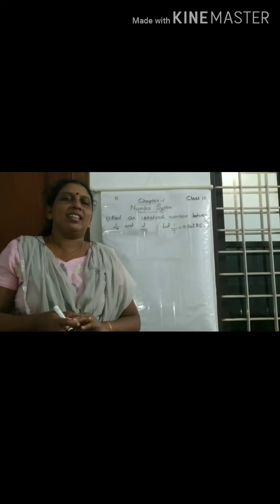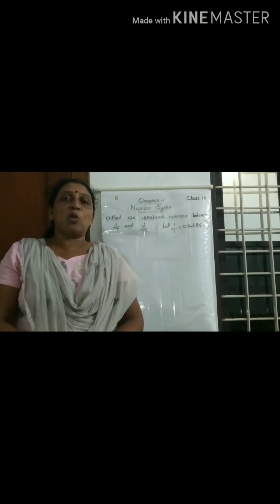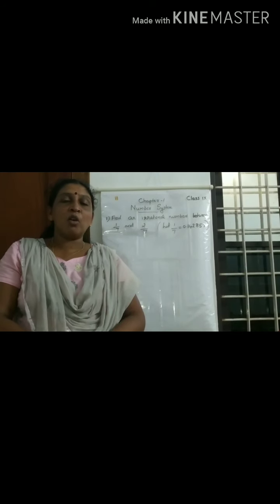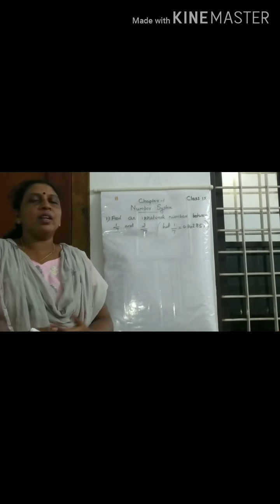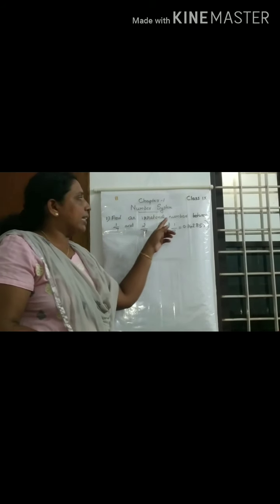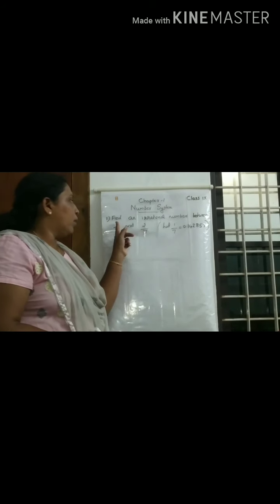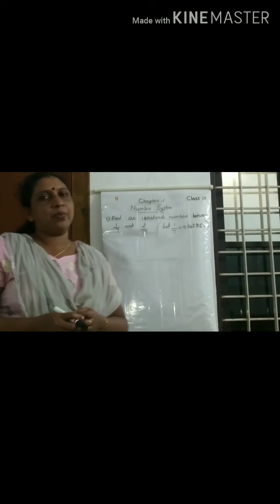Hi students, yesterday we discussed some exercise problems on how rational numbers are represented in decimal. Today we can do another question. Find an irrational number between 1/7 and 2/7.